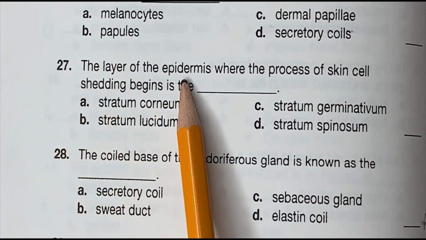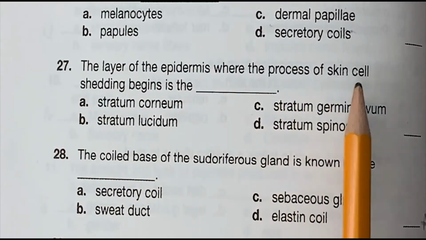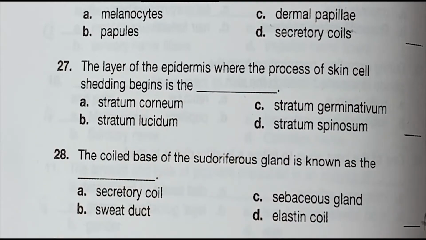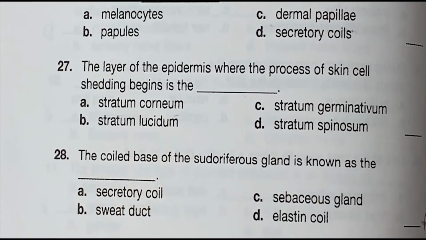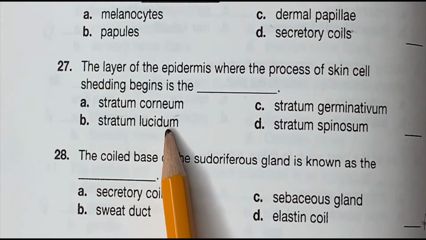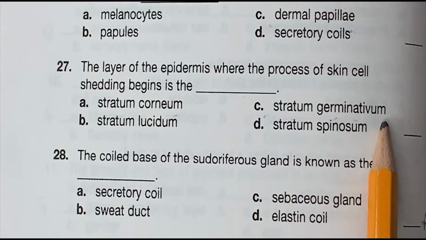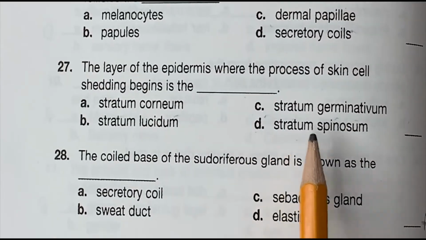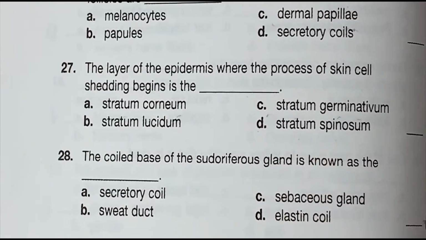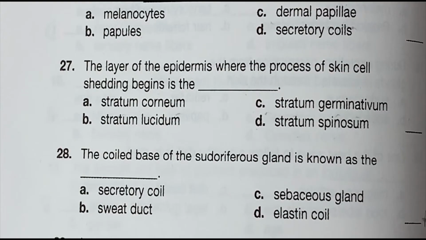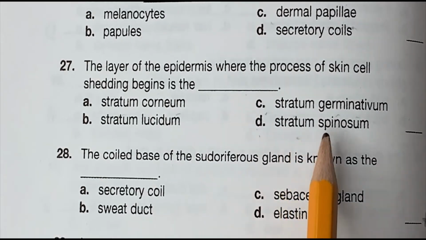27. The layer of the epidermis where the process of the skin cells shedding begins is the blank. A, the stratum corneum, B, the stratum luteum, C, the stratum germinativum, or D, the stratum spinosum. And the correct answer is D, the stratum spinosum.